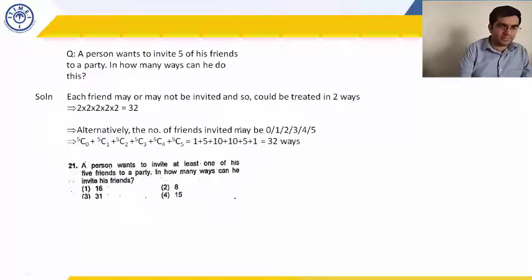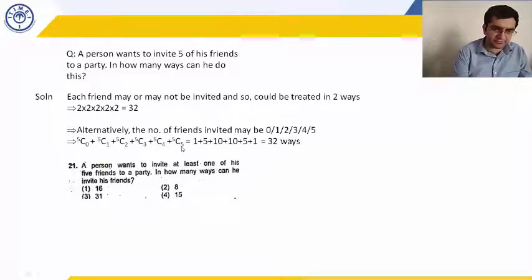Okay. See, what do we want? What is the total number of ways to invite? We found it. It's 32. But he wants to invite at least one of his friends. That means either one friend or 2 friends or 3 friends or 4 friends or 5 friends. So what is the value for all of these?